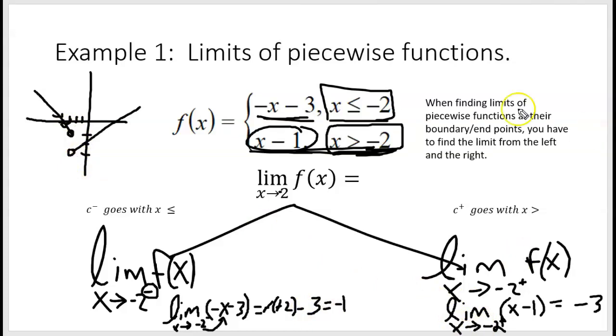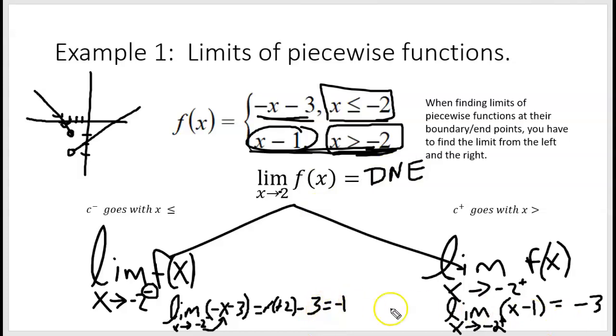So I'll review one more time. When finding the limits of a piecewise function at their boundary point, you need to find the limit from the left and from the right. When you're finding the limit from the left, you're going to use the piece that is associated with where x is less than. So in this case, negative x minus 3. And when you're approaching the boundary point from the right, you're going to use the piece associated where x is greater than. And then you just do direct substitution.